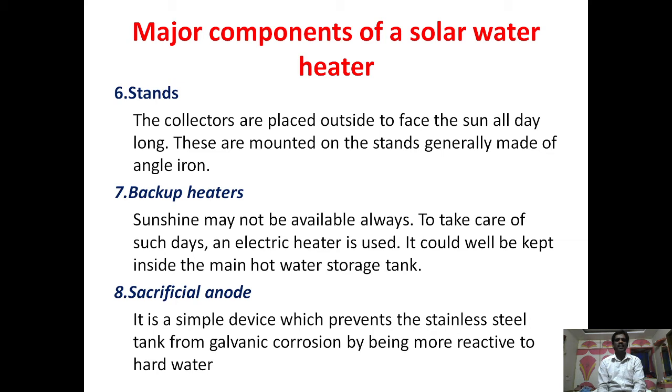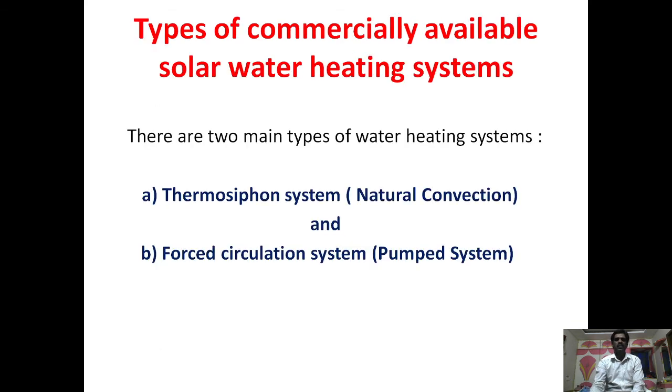The sacrificial anode is a simple device. It prevents the stainless steel from corroding when it reacts with hot water. Now coming to the commercial types of solar water heating systems, there are two major types. One is the thermosiphon system and the second one is the forced circulation system.